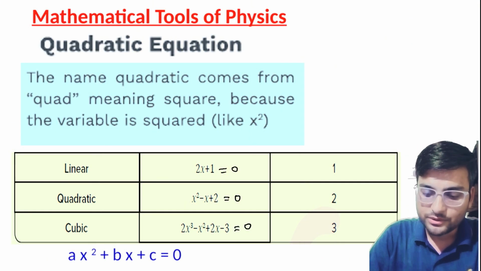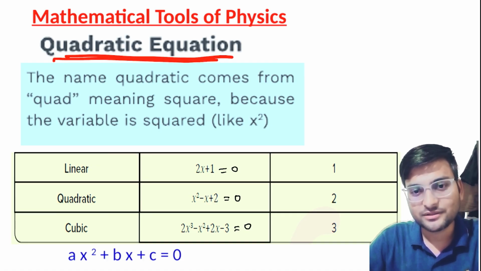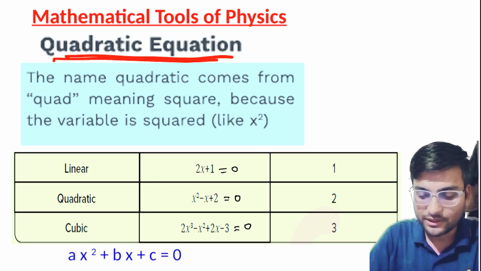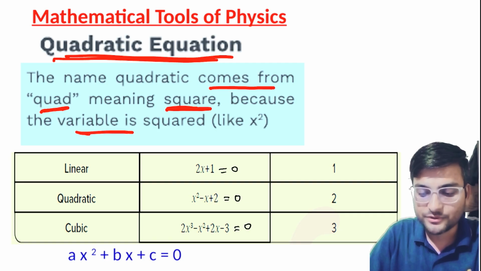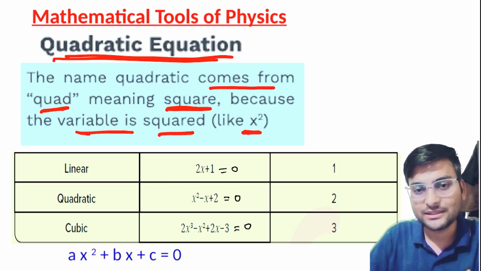In quadratic equations, all of you know that an equation having x to the power 2 is a quadratic equation in general. In this definition, they have written that the name quadratic equation comes from quad. Quad means square, because the variable is squared, x power 2 is given to you. So in this case we can say that it is a quadratic equation.